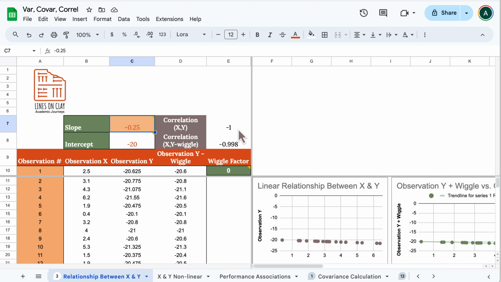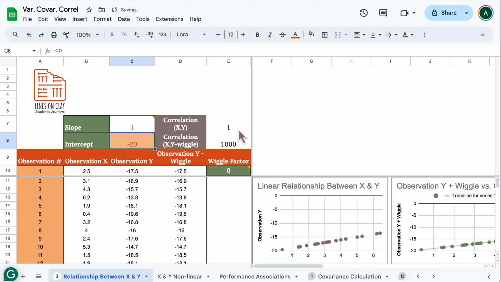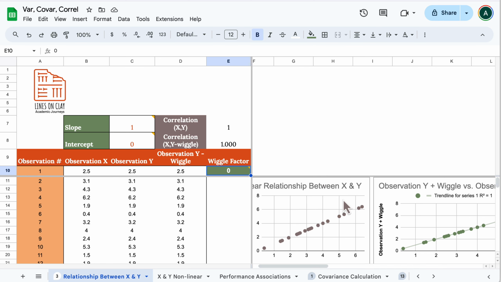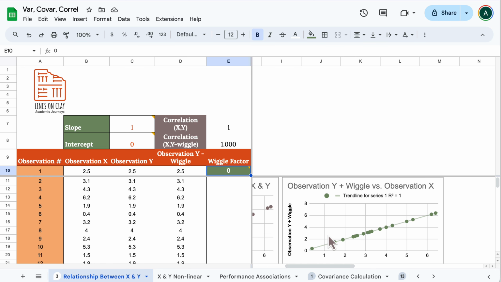Now, I'm going to go back and make the slope 1 and the intercept 0. But now I'm going to create this new data series and it's going to have a wiggle factor. I've essentially added some uniform random number between 0 and 1 times whatever I put in for the wiggle factor. And there's going to be this new data series over here in green. Let's just see what happens.